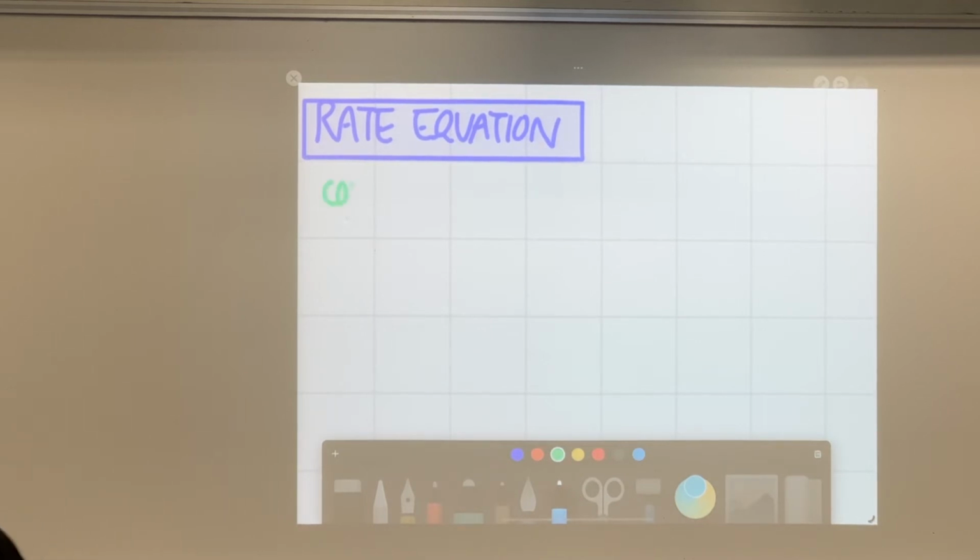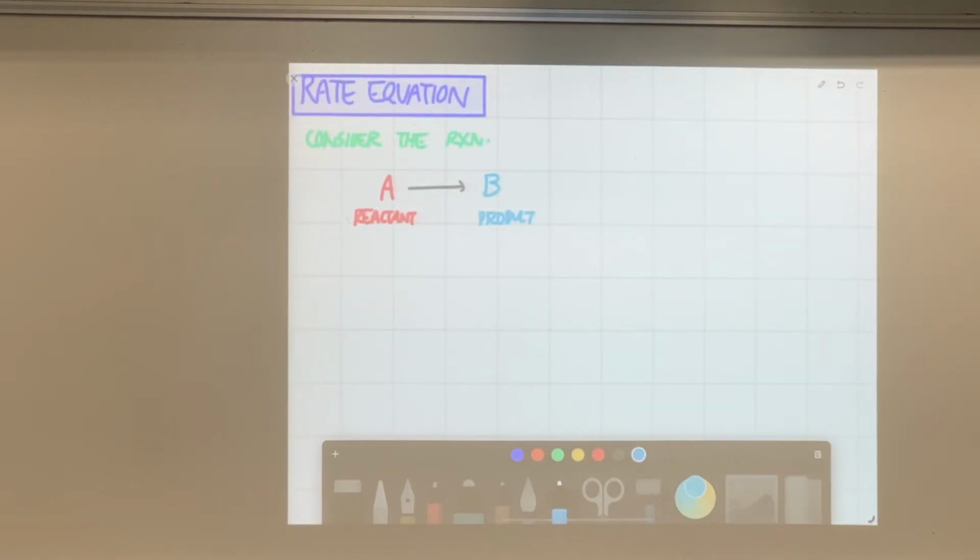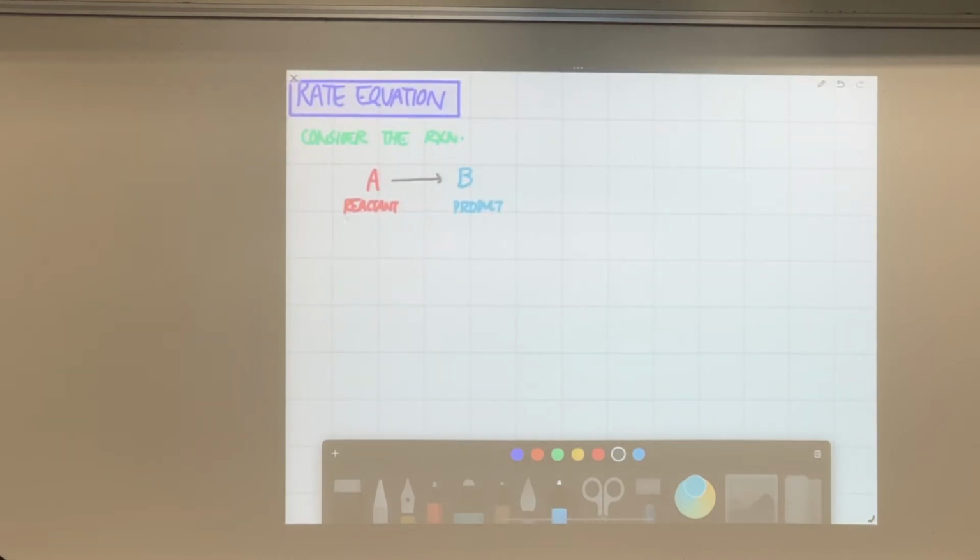So recall, consider the reaction below, when you have A reacting to form B. To keep things simple, I'll just put one reactant and one product in this reaction. Can you show me a trace of the concentration-time graph for A? How does the concentration of A change over time? It will decrease until it falls to 0, because this is the only reactant.